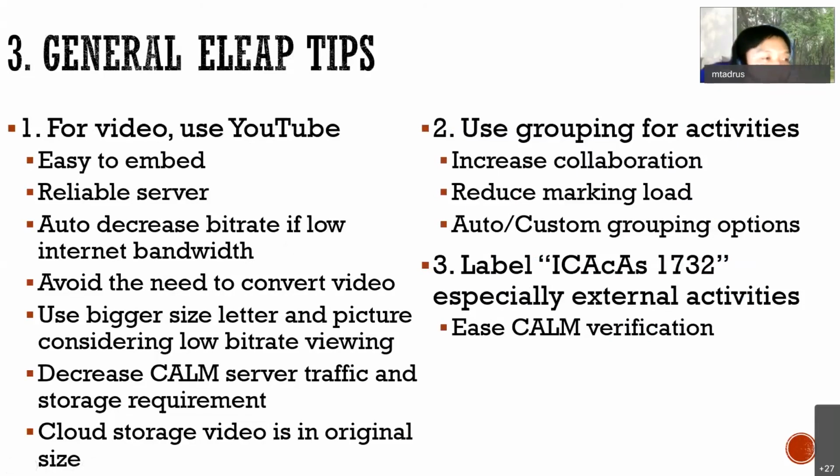Because with streaming, if the bitrate is high but your internet is low, it has to buffer. Okay, so it will affect the comfort of the student's learning, right? So if you don't want the automatic decrease, you need to convert the video yourself. If you want to skip doing that, you put it on YouTube, which has the automatic feature to decrease the bitrate.